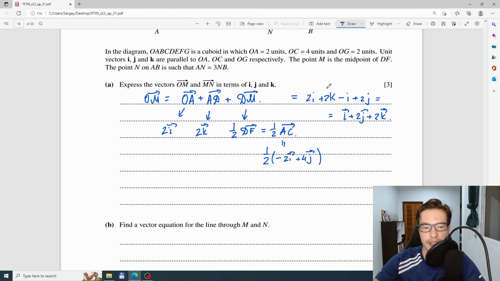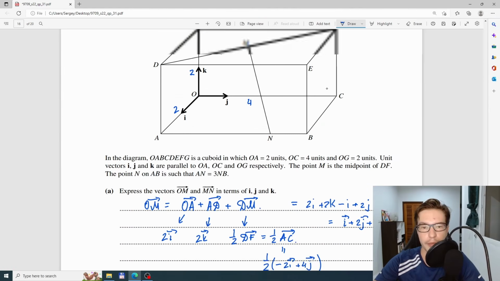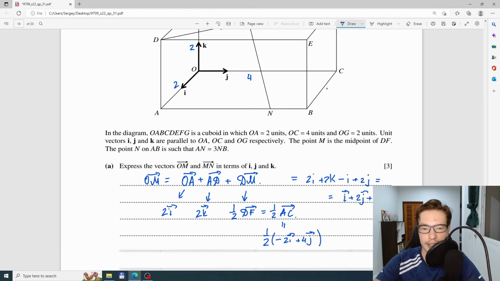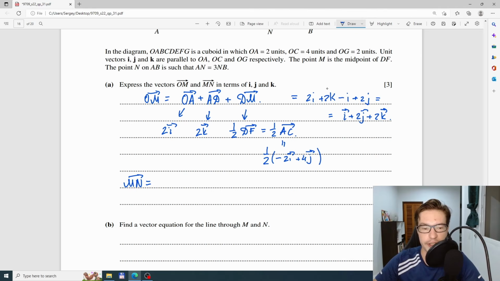Now let's find vector MN. And it's very similar. From point M, I could go to point D, then from D to A, and then from A, I can finally move to point N. Let's write all of this down: MD plus DA plus AN.